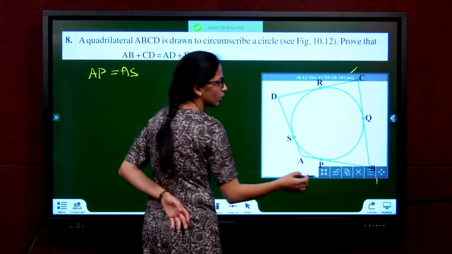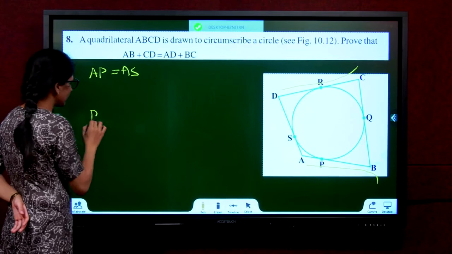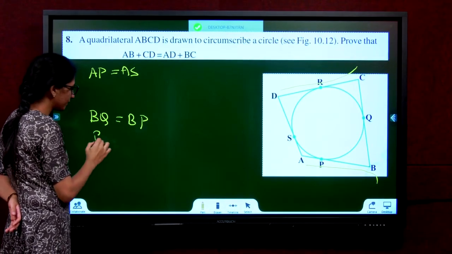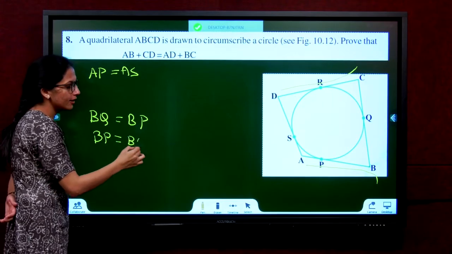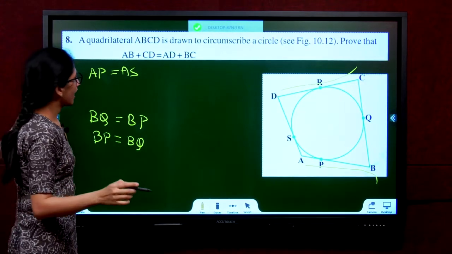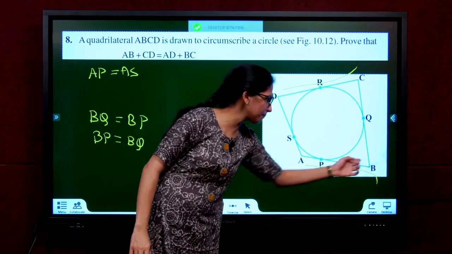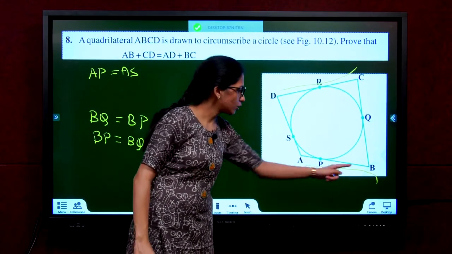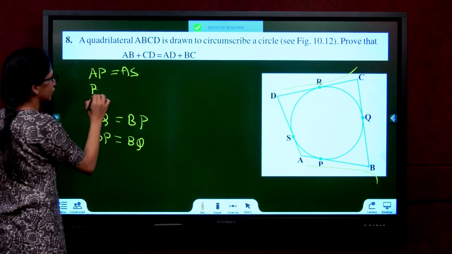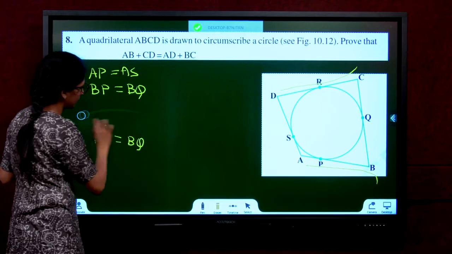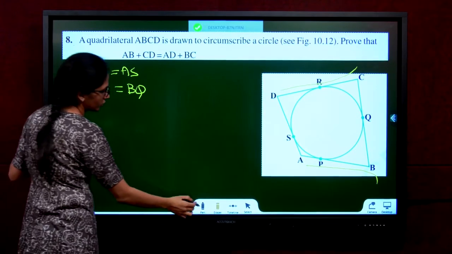Come to the next point. BP is equal to BQ. Should I write BQ is equal to BP, or BP equals BQ? How will you write it? The way you write matters. I want the yellow parts on my LHS. Who belongs to the yellow part, BP or BQ? BP. So take the BP on the LHS. I hope you're understanding what I'm saying. So now we finished AB.